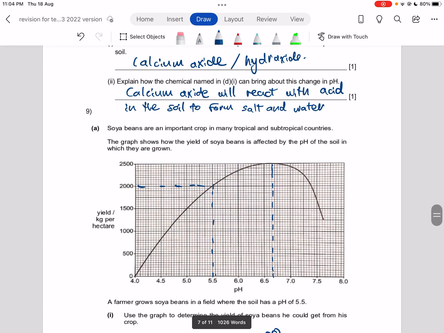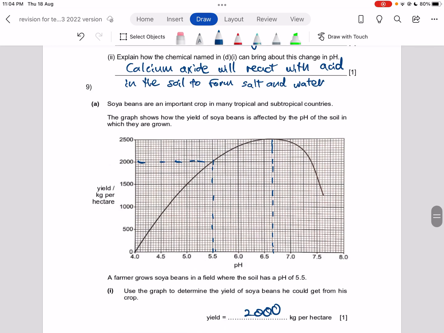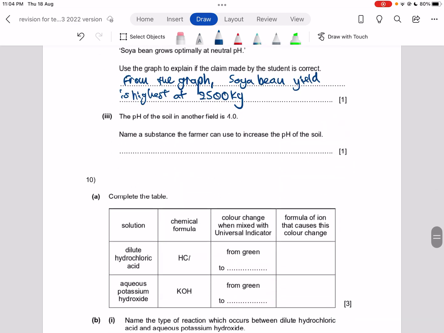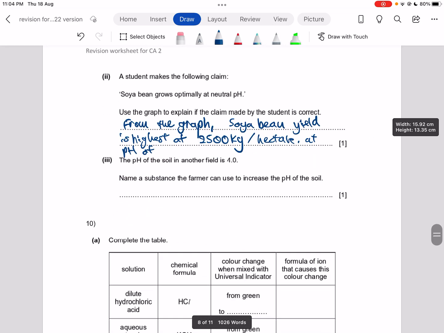Highest at 2500 kg per hectare at a pH of 6.6.